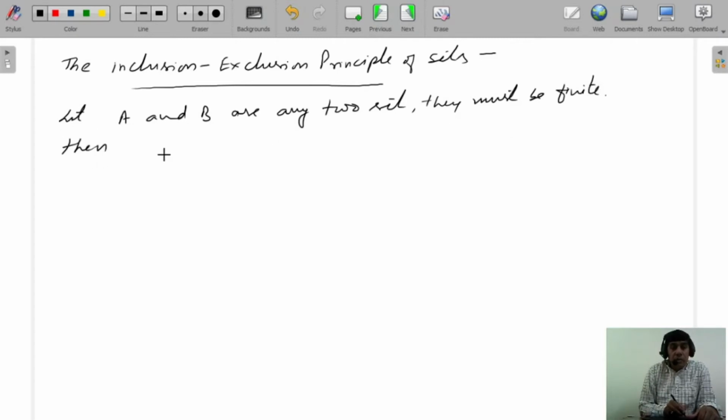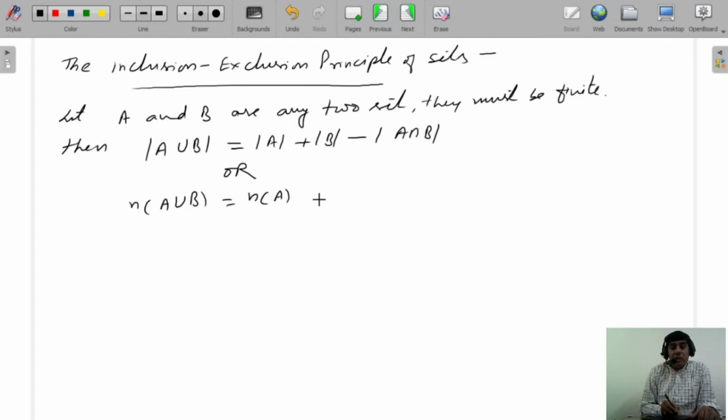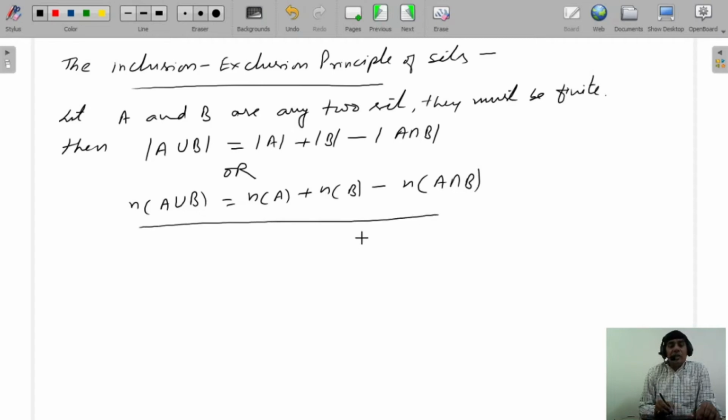Then the modulus of A union B, that means the cardinality of A union B, is equal to the cardinality of A plus the cardinality of B minus the cardinality of A intersection B, or n of A union B is equal to n of A plus n of B minus n of A intersection B. That means the number of elements in A union B is always equal to the sum of the number of elements of A and of B minus the number of elements in A and B both.